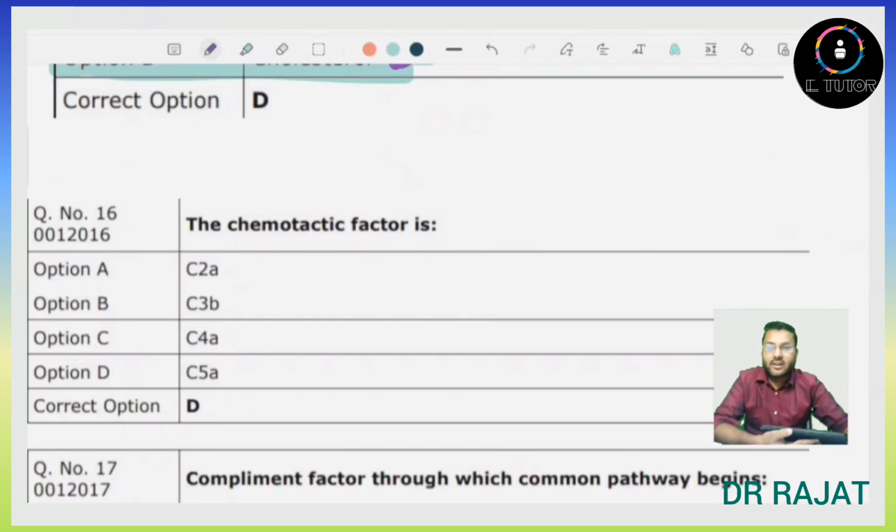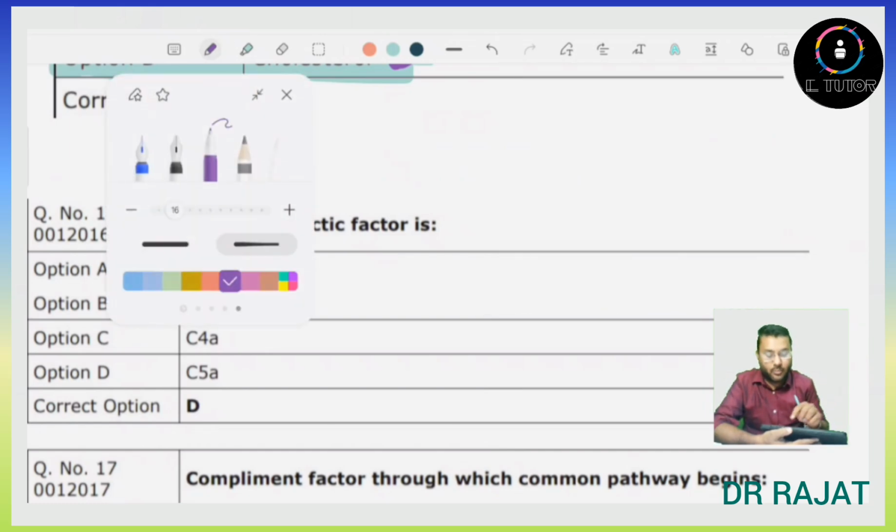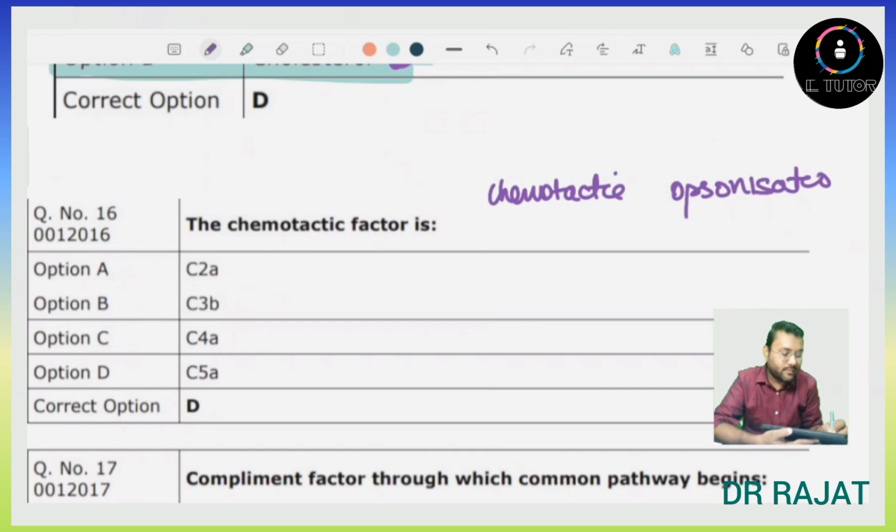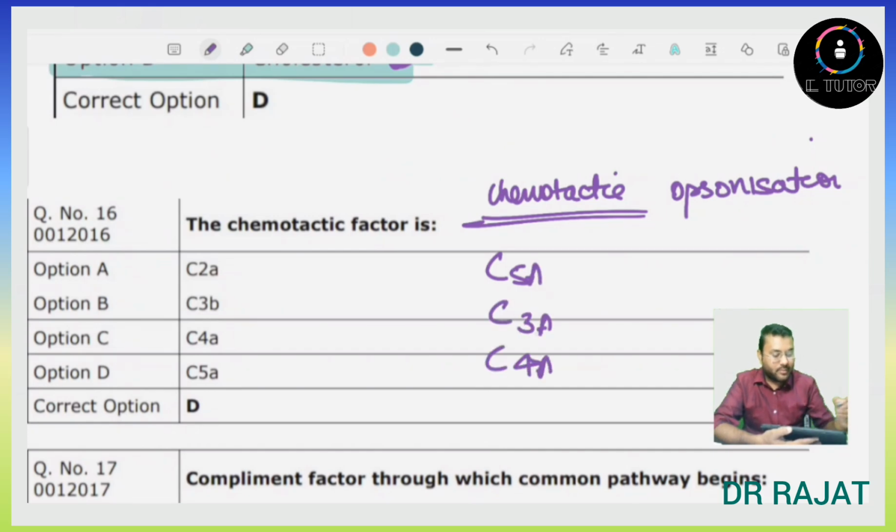So the next question is: the chemotactic factor is. If we talk about these factors, then two important things are there. One is the chemotactic factor and one is the opsonization factor. For chemotaxis, the most important factor is C5A, and similarly C3A and C4A. But if we talk about opsonization, then the most important factor is C3B, then after that C5B. Now they are asking about the chemotactic factor.